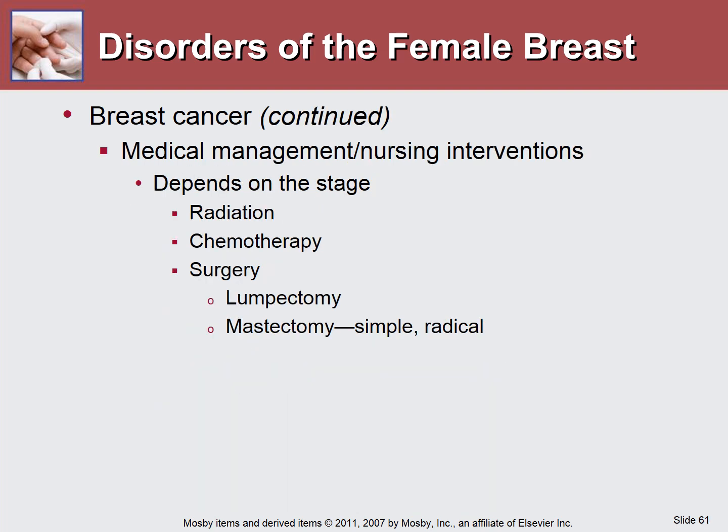In terms of management for breast cancer, again, we want to find it early, and this is why we do mammograms and encourage women to do breast self-exam. It depends on the stage, so the sooner we find it, the better the prognosis. We can do simple surgery, lumpectomy, mastectomy, or a radical mastectomy, where they remove the breast, the muscle, and sometimes the lymph nodes. You can do radiation and chemotherapy as well. Next slide.